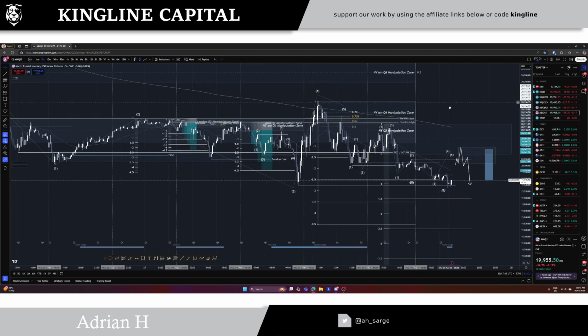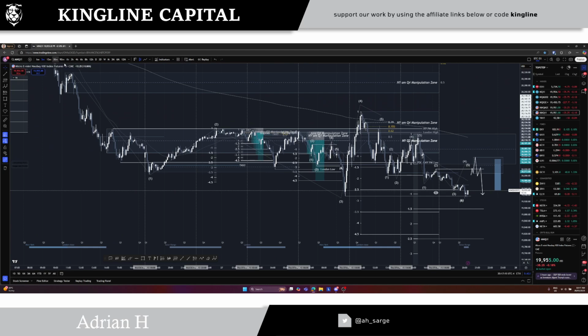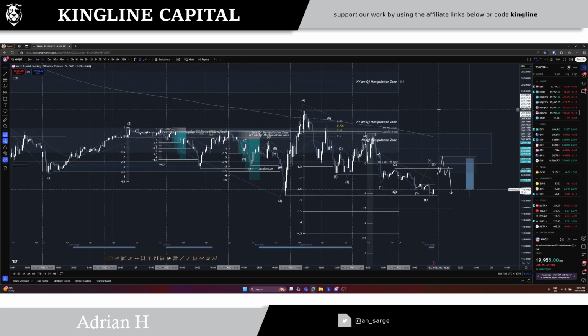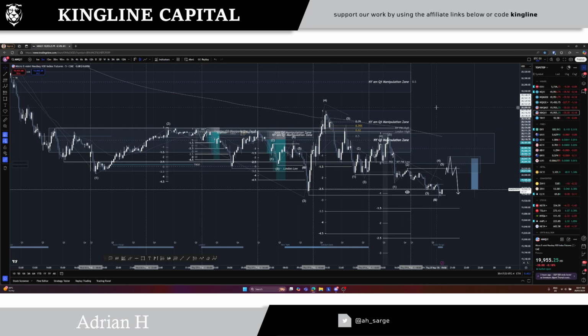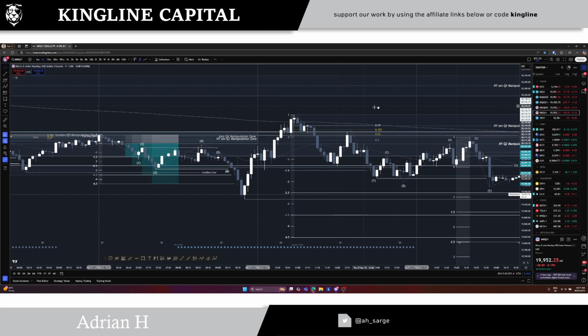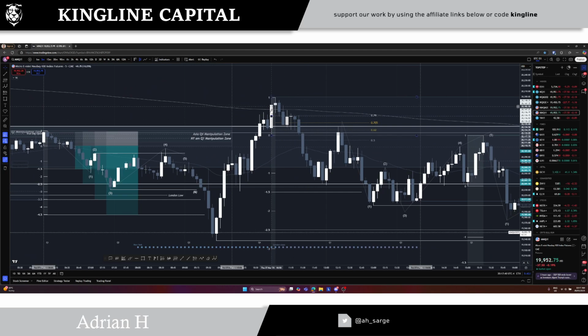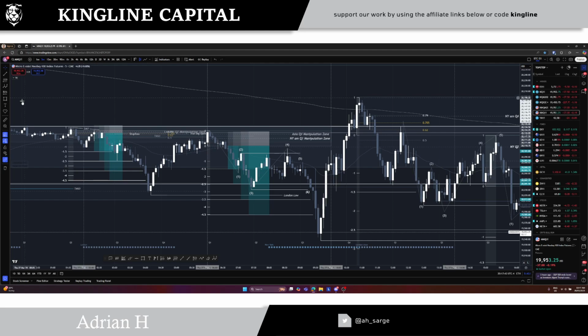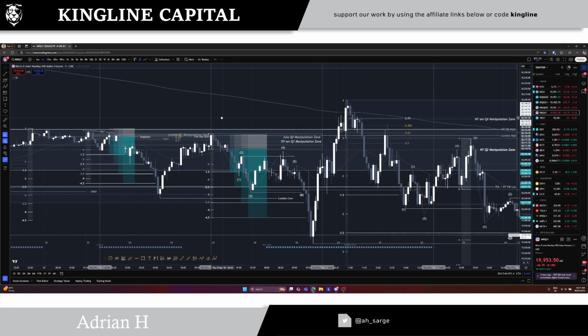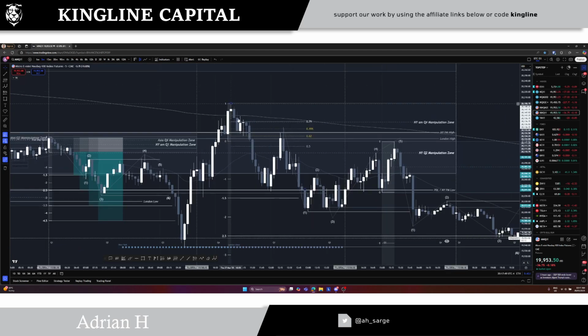Just go on into the next day. 1, 2, 3, 4, 5, 6. Pretty cool. So we hit this high. So we swept Asia high, we swept all of these other highs and this manipulation zone. Break structure here. We draw our zone.